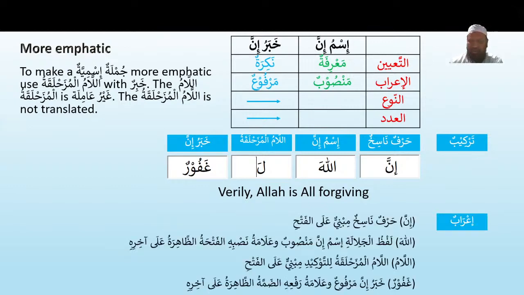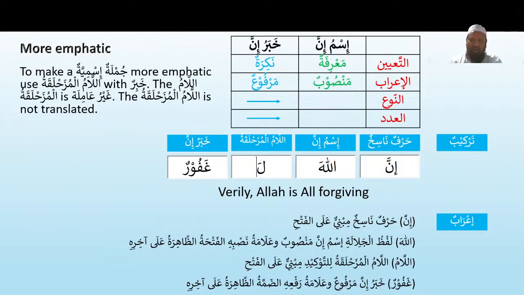Let's look at the اعراب. إن حرف ناسخ مبني على الفتح. الله لفظ الجلالة اسم إن منصوب وعلامة نصب الفتحة الظاهرة على آخره.